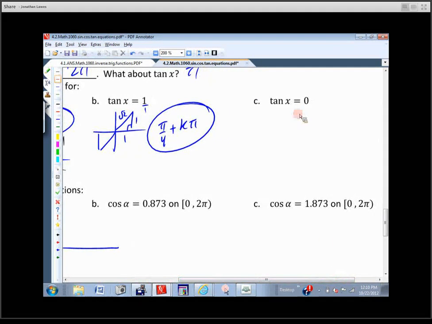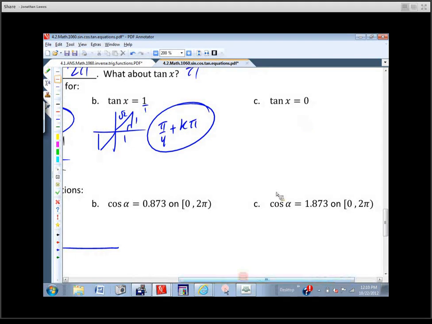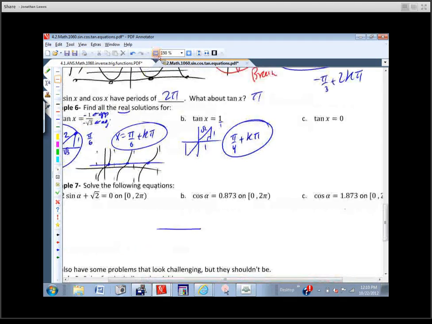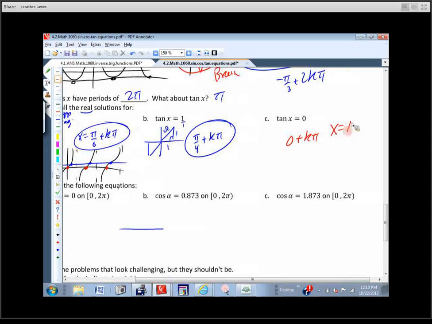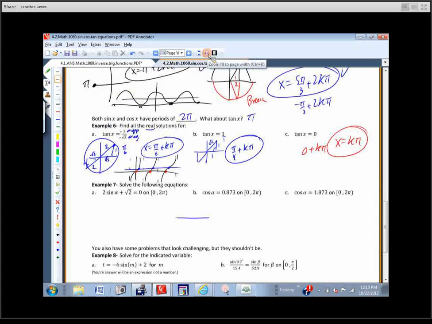Let's see. Could we solve this one just by looking at what we've got on the board right now? It hits 0 right here. It hits 0 right here, and so forth. So where's the first place it hits 0? At 0. And how often does that repeat? Just like the other ones. So instead of writing 0 plus k pi, it probably would be best to just write x equals k pi. Call it good there. Okay. Any questions on that?